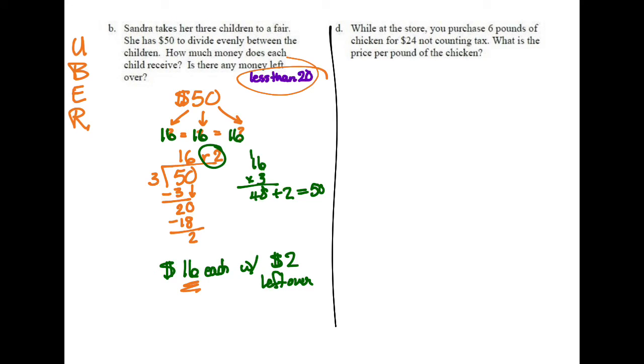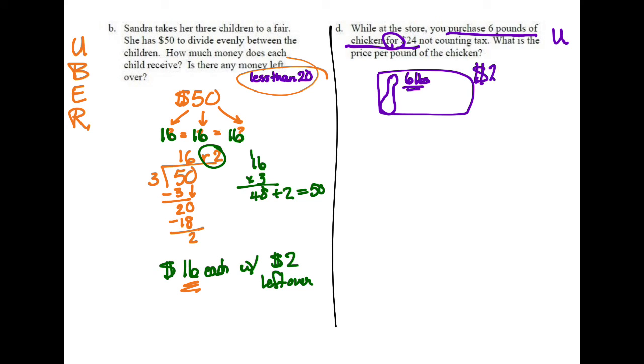And problem D. While at a store, you purchase 6 pounds of chicken for $24, not counting tax. What is the price per pound of the chicken? Okay, so understanding it. Okay, you purchase 6 pounds for $24. So that means you have a package of chicken here, so drumstick, whatever. Okay, so 6 pounds, and the cost of this one thing is $24.